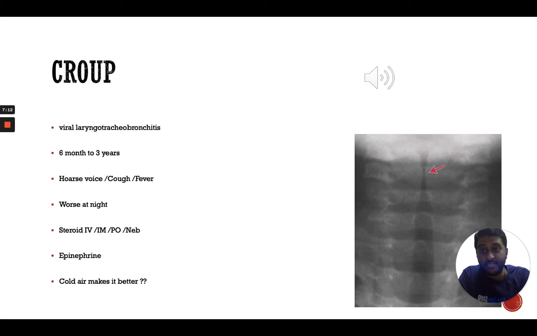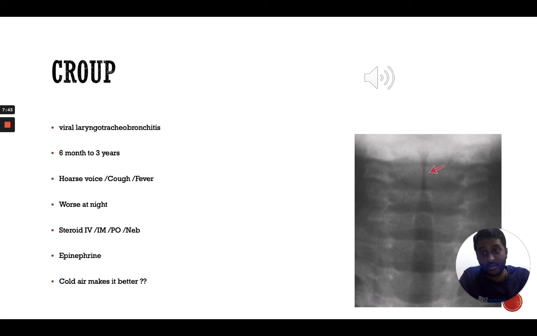Croup is basically viral laryngotracheobronchitis, which means it affects the larynx, the trachea, and the bronchus. So it can give stridor because it affects the larynx, the trachea, and bronchus. It can present with wheeze, so it can have wheeze and stridor together. Okay, it commonly affects 6 months to 3 years old child. They usually have hoarse voice, cough, fever. Symptoms are usually worse at night.